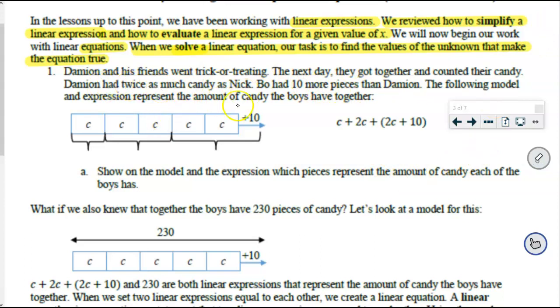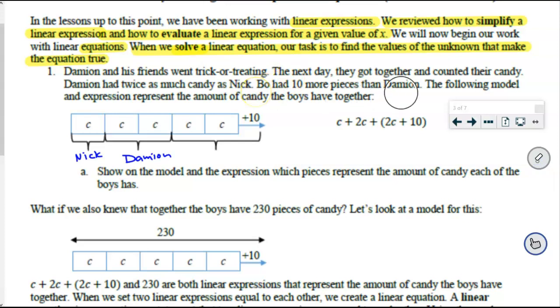Damien has twice as much candy as Nick. When you see this model, do you see how it's got one group together, and then these two grouped together, and then all of that grouped together? So what do you think that means? Damien has twice as much candy as Nick. Birdie, what are your thoughts? Yeah, each one of these is going to be a new person, right? So what's this one going to be? Keyword here, Damien had twice as much candy as Nick. So who's that going to be? Nick, exactly. Which means the next one that groups a C and a C together is going to be Damien, because Damien had twice as much.